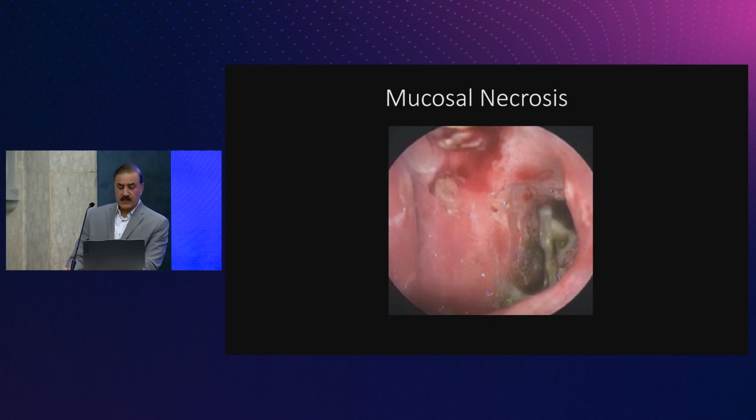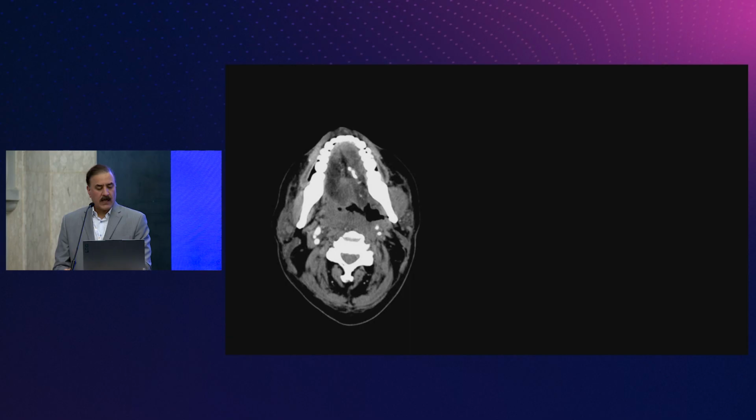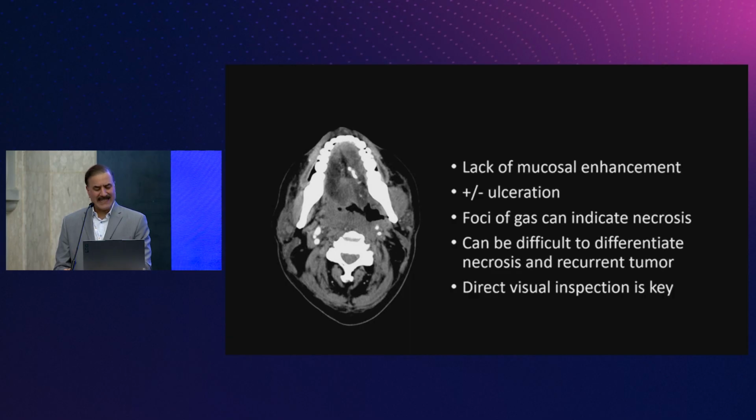Mucosal necrosis, this is not mucositis, this is an actual big ulcer of the mucosa which is burrowing down and causing submucosal issues also. So what we normally see is that there's lack of mucosal enhancement. You may or may not see ulceration. You can see some foci of gas in that area, and they can also pick it up on direct visualization, so that is mucosal necrosis.